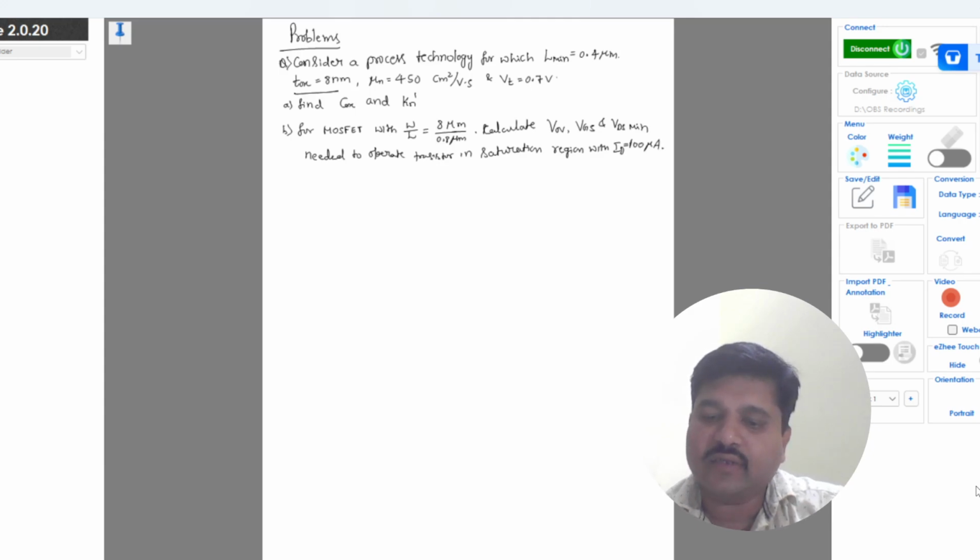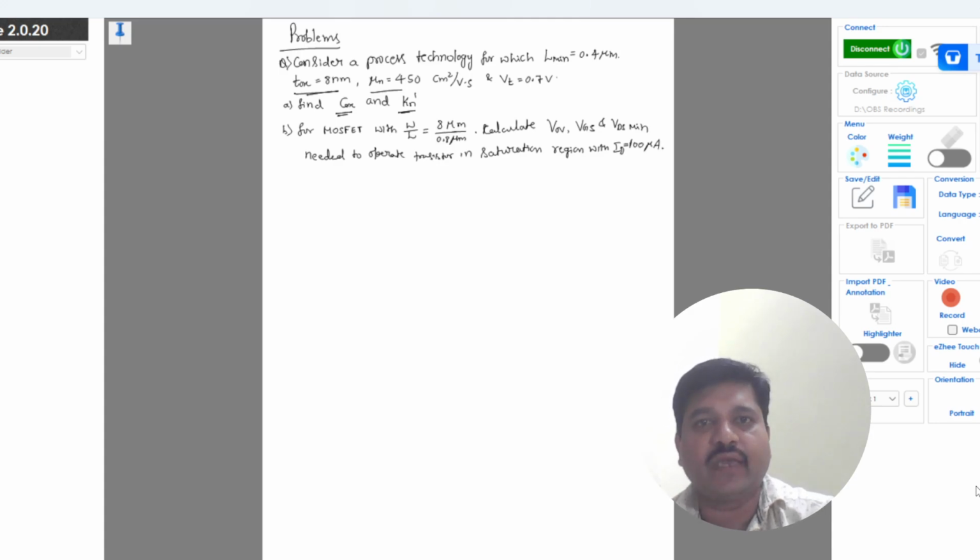The oxide thickness is 8 nanometer. The mobility mu n is 450 centimeter square per volt second. The threshold voltage for the MOS device is 0.7 volt. So you need to find out what is oxide capacitance and process transconductance, Kn dash.